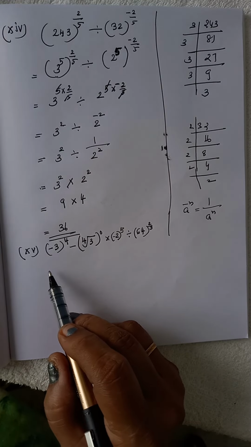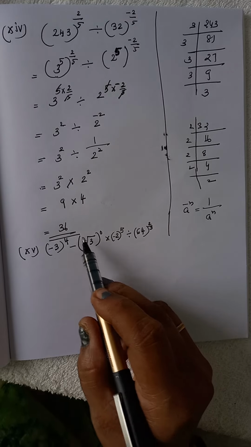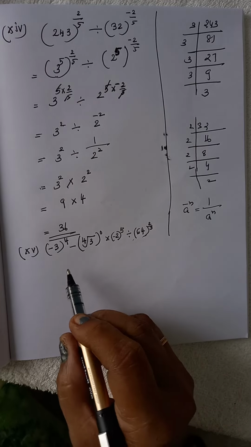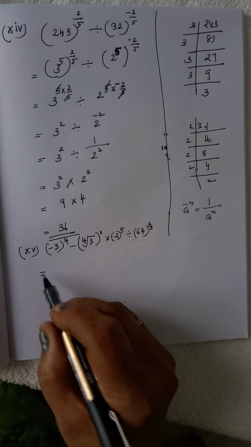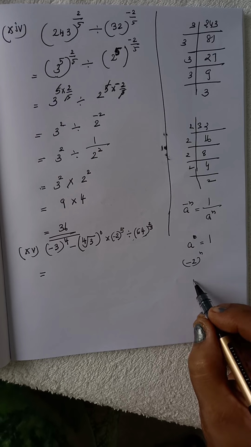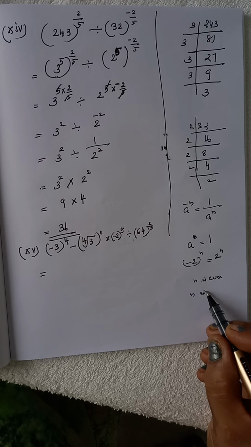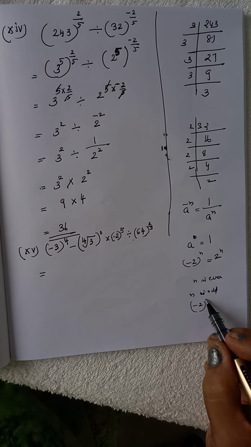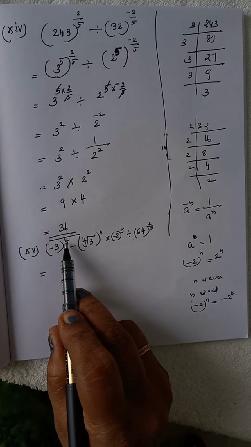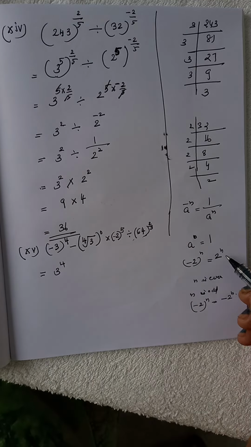Now the 15th question is 3 raised to 4 minus 4th root of 3 whole raised to 0 into minus 2 raised to 5 divided by 64 raised to 2 by 3. Now this is equal to, we know a raised to 0 is 1. Minus 2 raised to n: if n is even, it gives 2 raised to n; if n is odd, then minus 2 raised to n will give you minus 2 raised to n. So here in this case the value of n is 4, so that is even. So this is 3 raised to 4 by using this.